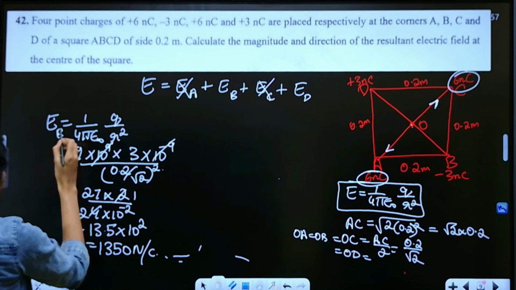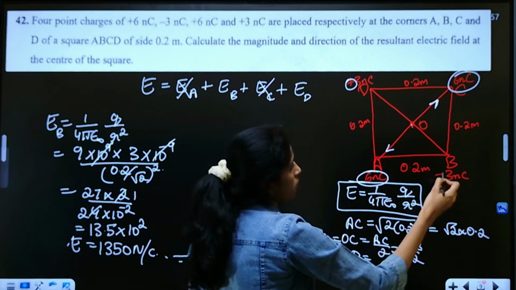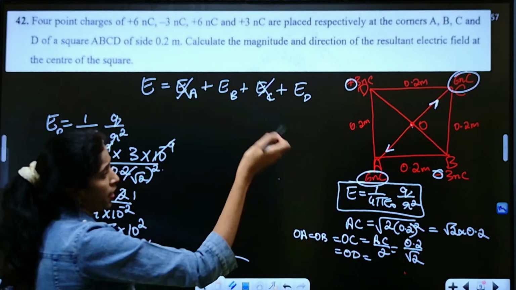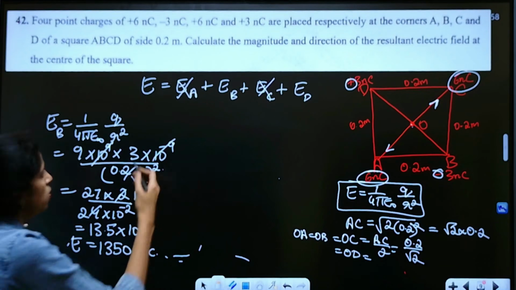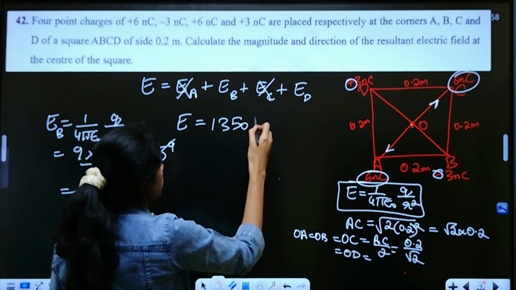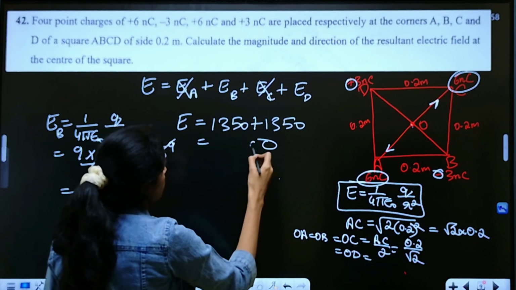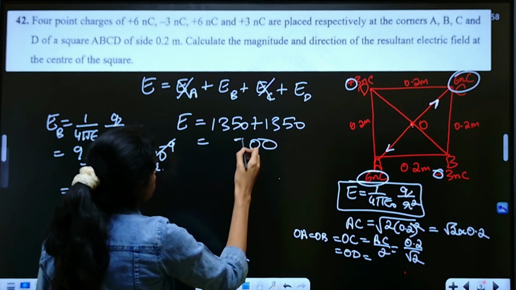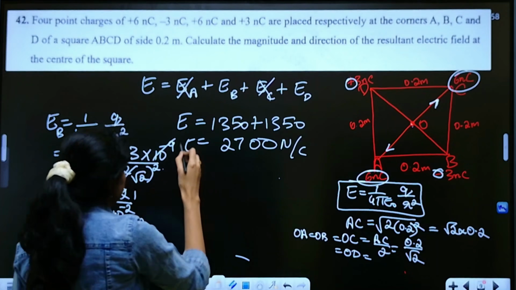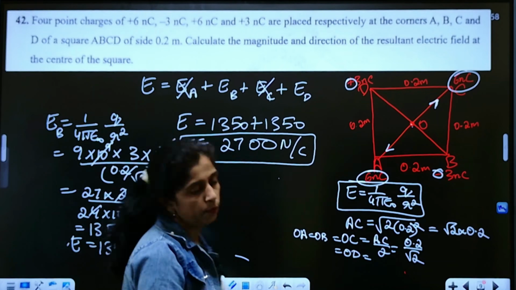I'll just take the electric field at B. Similarly, you don't go with the plus or minus over here. The electric field due to the minus 3 nanocoulomb is also the same. So the total electric field will be 1350 plus 1350, which is 2700 Newton per coulomb. So the total electric field is given by 2700 Newton per coulomb.